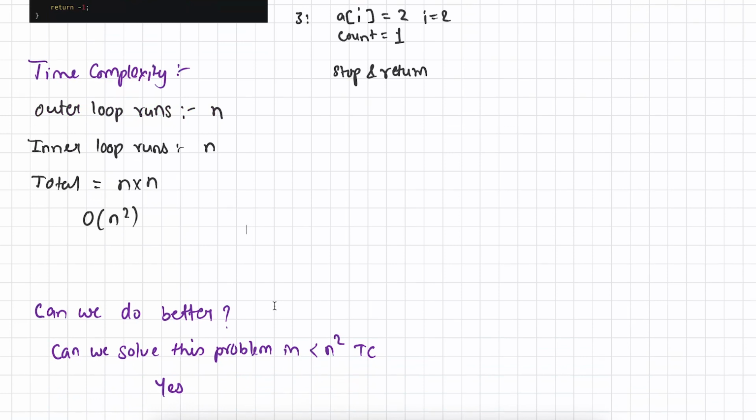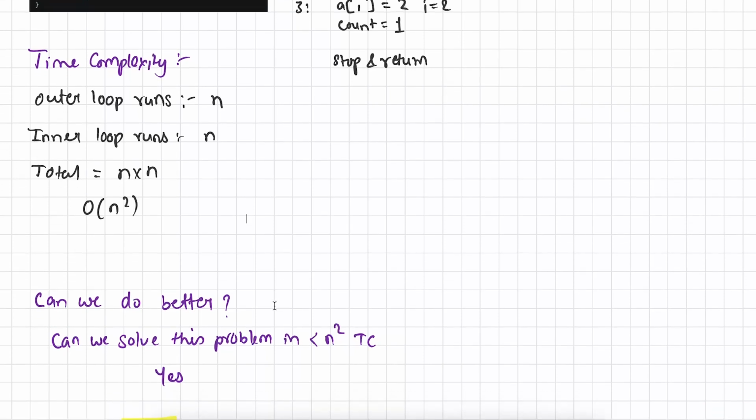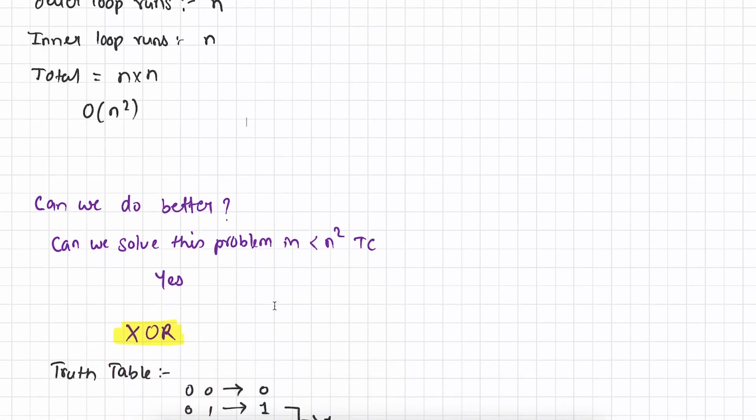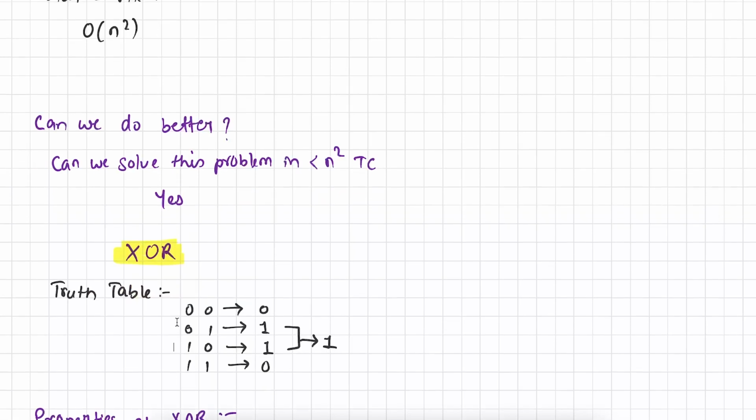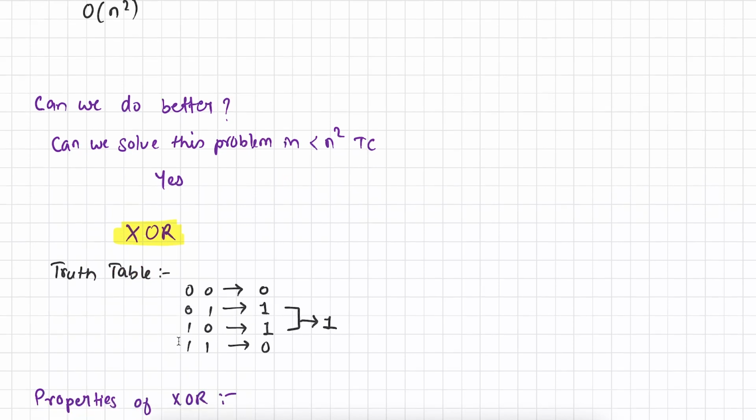Yes, we do have another approach to solve this problem, and this is where XOR comes into the picture. Now let's quickly see the truth table of XOR. When both operands are 0, it gives 0, and when we have alternating operands, meaning one is 0 and the other is 1, it gives 1. And if both operands are 1, it still gives 0.